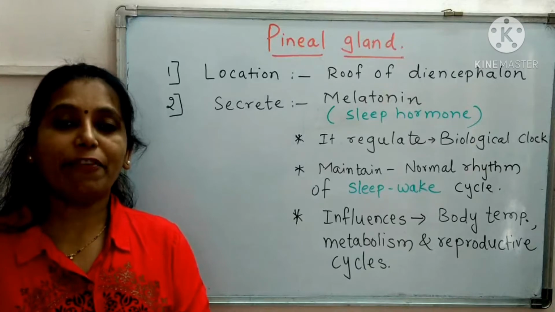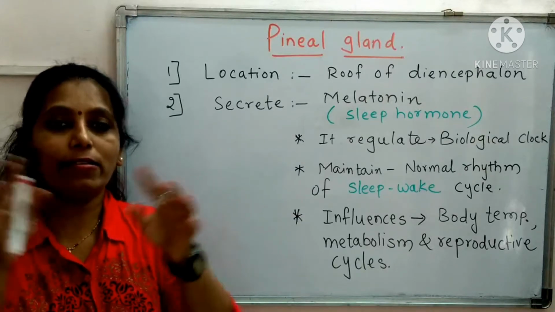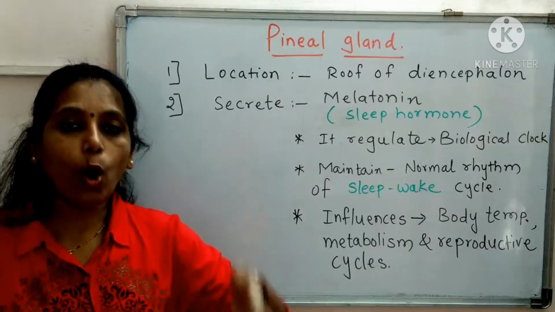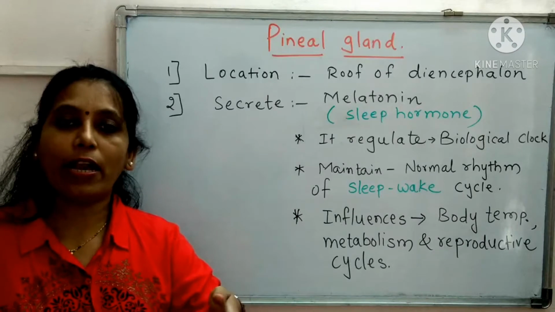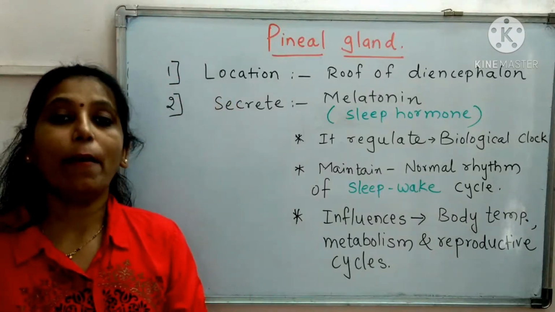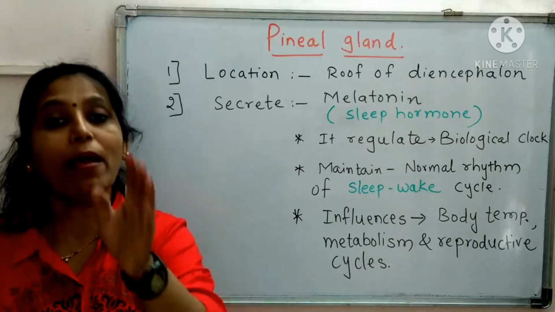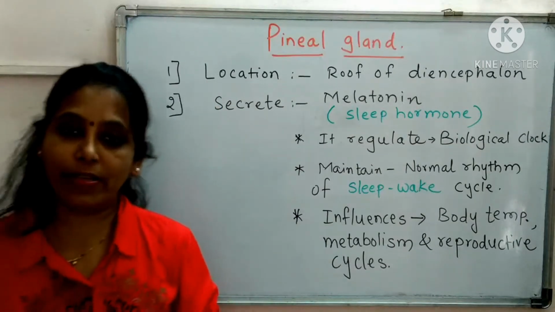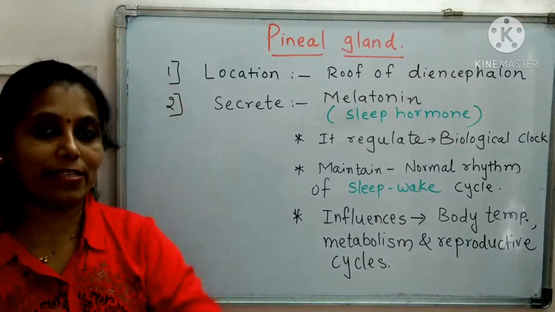The diencephalon, if you imagine it as a room, consists of the walls, which are called the thalamus, the floor, which is called the hypothalamus, and the roof, which is called the epithalamus, where the pineal gland is present. So the location is the roof of the diencephalon.